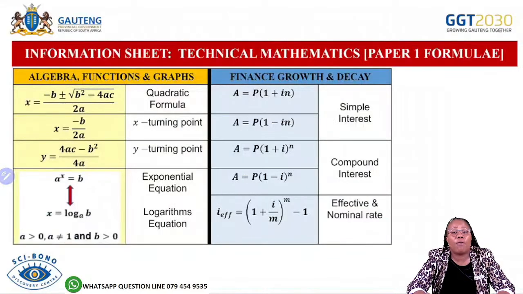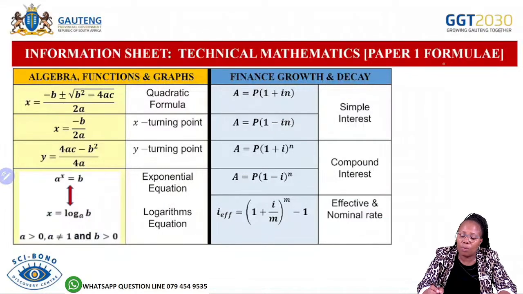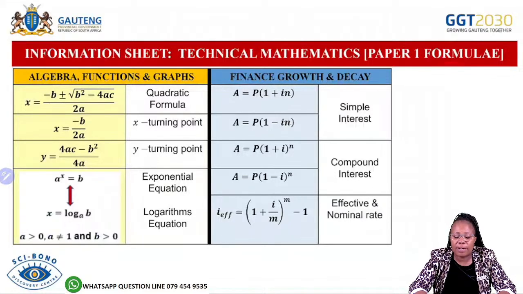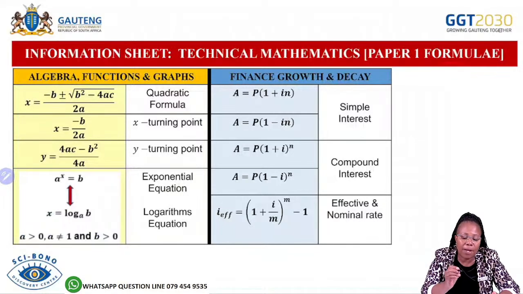At the back of your question paper, you have the information sheet, which we normally call a formula sheet. On that formula sheet we have two categories of formulae: the paper 1 formulae, followed by the paper 2 formulae. We start with the paper 1 formulae. Grade 12, please ensure that you know how to classify those formulae at the back of your question paper. The first class is algebra, functions and graphs.